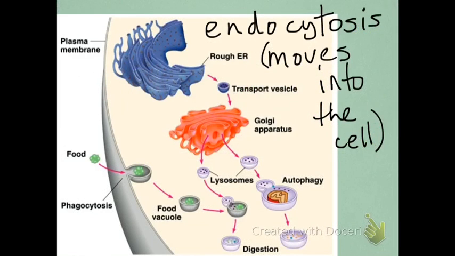This diagram shows a food particle getting engulfed by the cell membrane to make a vesicle. The vesicle then transports into the cell carrying material. This is a form of active transport that requires energy.